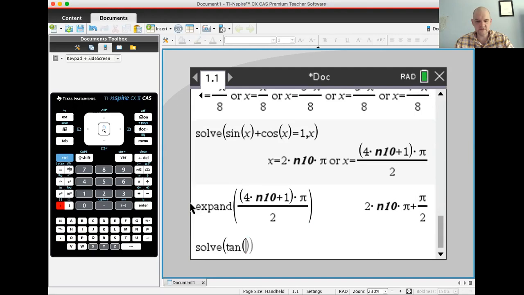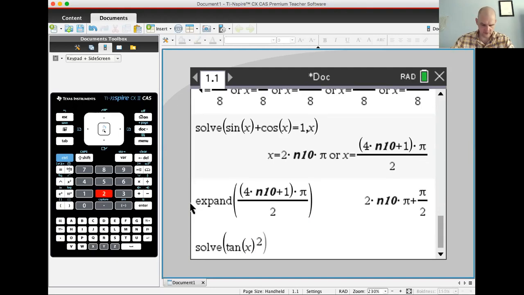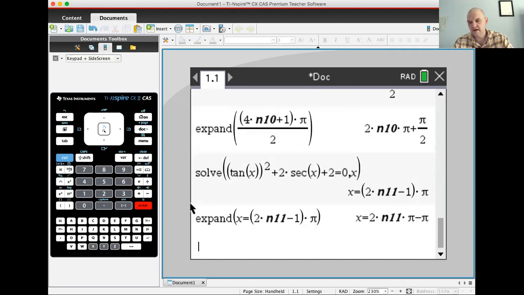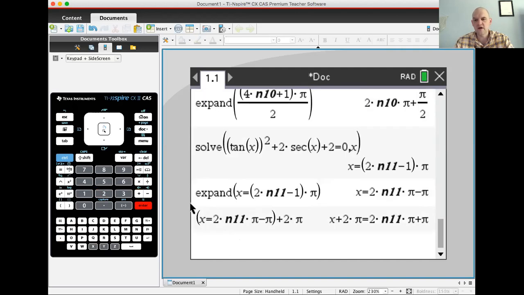Let's try the other one. Solve tangent of x squared plus 2 secant of x plus 2 equals 0 for x. And so let me expand this. This is giving me negative pi plus 2 pi n. It's so weird. Which is the same as pi plus 2 pi n, which is what we ended up with. And so we got it. So good work, us, I guess.